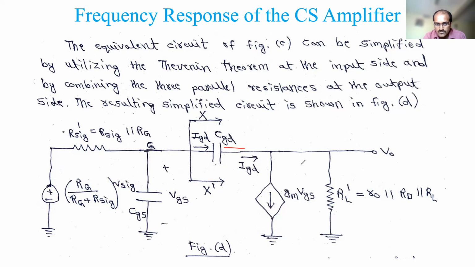So what is the load current here? The load current flows like this to RL dash. That will be nothing but the gm VGS current minus the IGD current. The load current is given as this current minus this current because of KCL, Kirchhoff's current law. Such analysis we'll do and try to simplify this circuit again. Before that, whatever we have done, we will first write the equations for it.